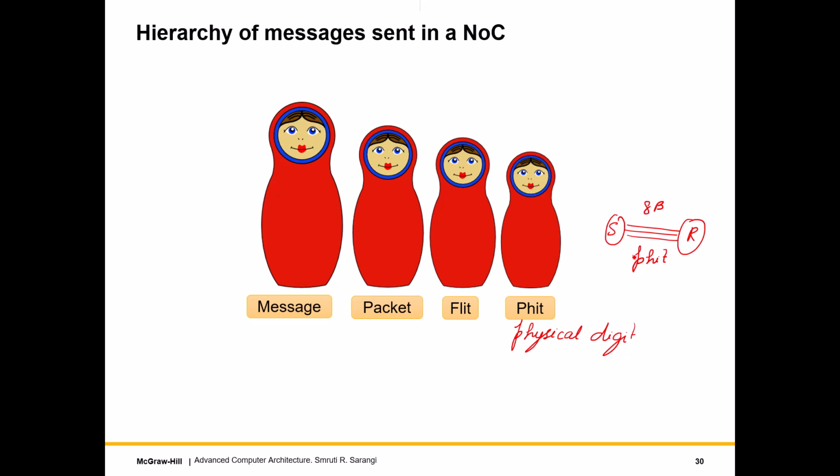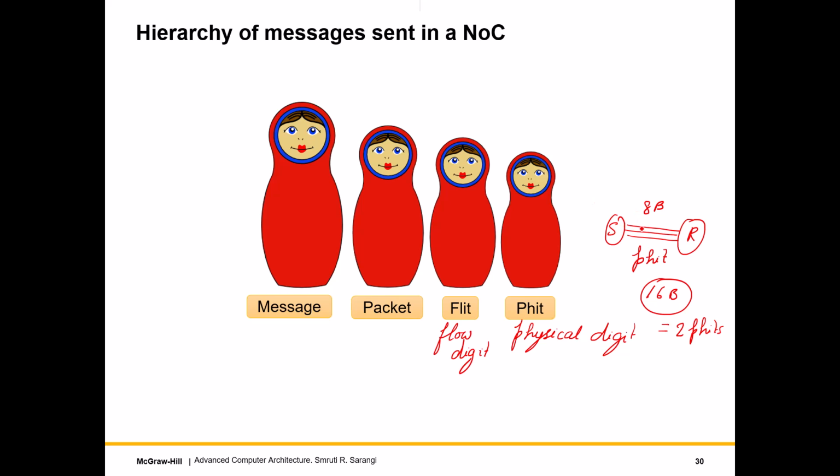But furthermore, for the purpose of buffering inside the router, we may want to look at larger pieces of data. Something that exists logically as a single atom is essentially a flow digit, or a flit. Let's say in this case, the flit could be 16 bytes, for instance, which means that it will comprise two phits.